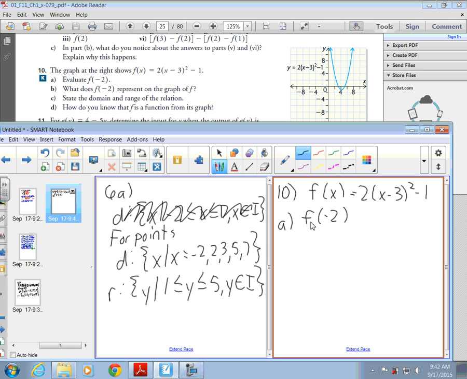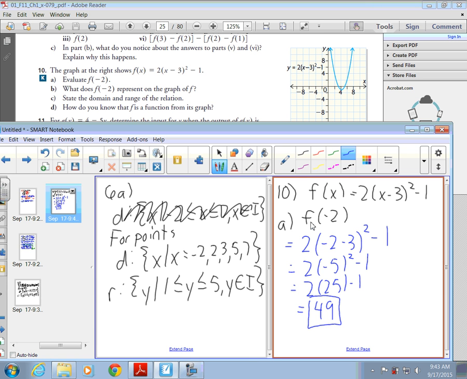So I'm just going to sub this in. I'm going to pick a person at random, Cassidy, and ask how to do f of negative 2, please. Go ahead, sub in negative 2. That's going to be 2 times negative 5 squared minus 1, which should be 2 times 25 minus 1, which equals 49.